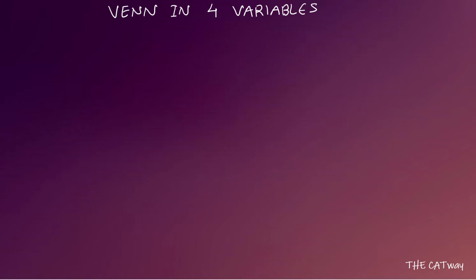So in this video, we are going to learn how to solve Venn diagrams in four variables. The most basic thing you have to be aware of is how to represent a Venn diagram in four variables. Let us start with naming our four categories. Let's say category 1 is A, category 2 is B, category 3 is C, and category 4 is D. So how you are going to represent it, just check this out.